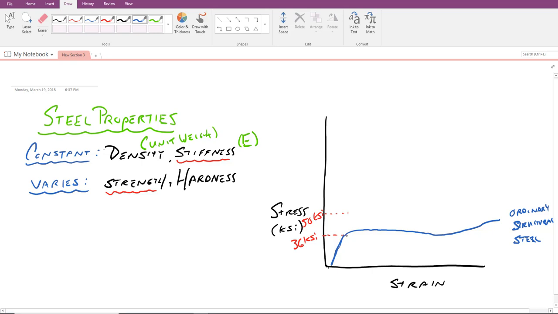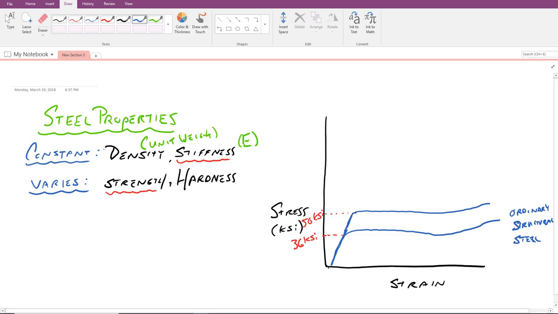What I want you to notice here is if we go to 50 KSI steel, the modulus of elasticity remains generally the same. We follow that same linear portion up, but the yield strength is a little bit higher. It follows the same sort of curve. Note that it doesn't quite have the same ductility, meaning it doesn't have the same strain capacity. But those are our two basic types of structural steel.